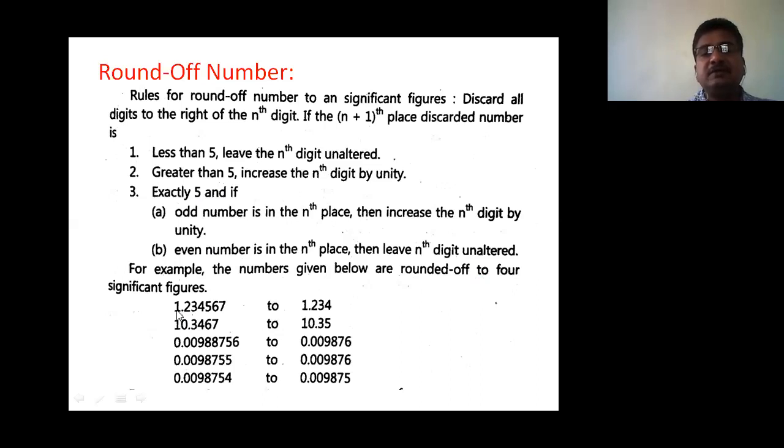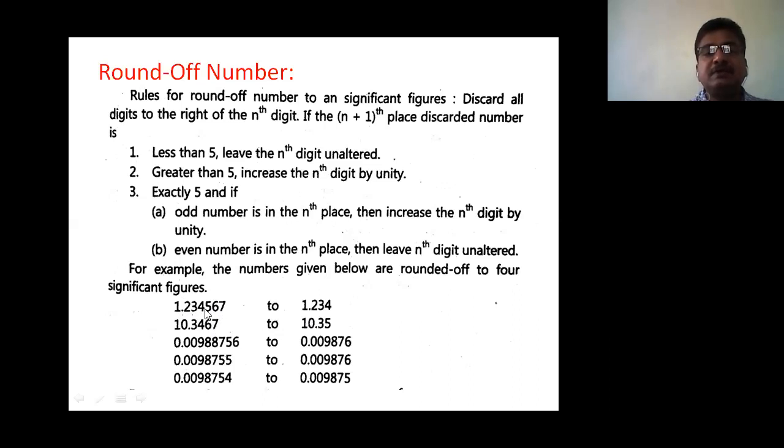So if you count the significant figures in this number, how many significant figures are in this number? 1, 2, 3, 4, 5, 6, 7. So there are 7 significant figures in this number, and we have to round up this number to 4 significant figures. That is 1, 2, 3, 4. So up to this, we have the 4 significant figures, and so we have to discard the afterward digits. That is 5, 6, 7. We have to remove this 5, 6, 7 from this number. We have to delete this 5, 6, 7 from this number.